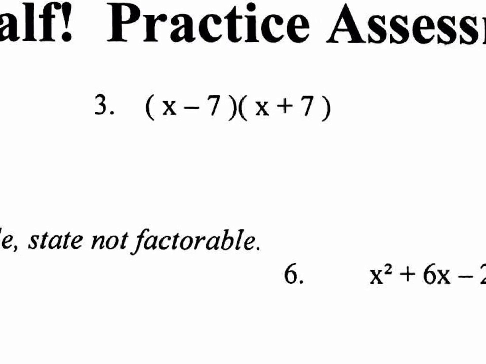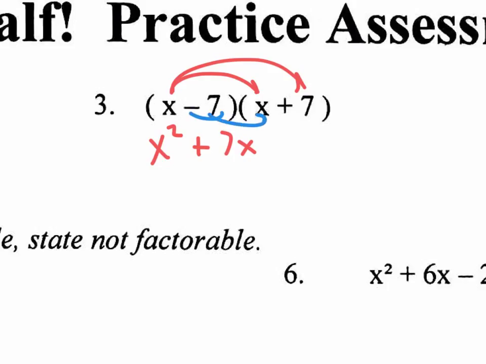So I want to distribute. You have x times x, that is x squared. And you have x times positive 7, that's positive 7x. And then I want to change colors here to help you out. We have a negative 7 here that we're going to distribute with the positive x, so that'll give you a negative 7x. And negative 7 times a positive 7, that'll be a negative 49.